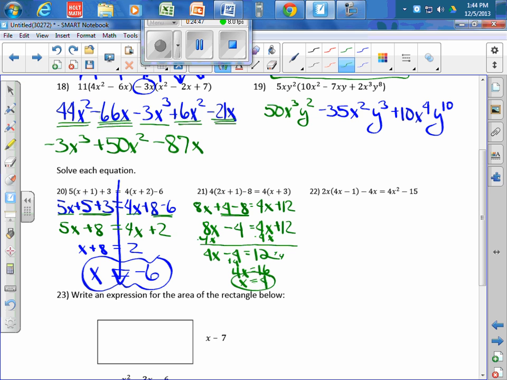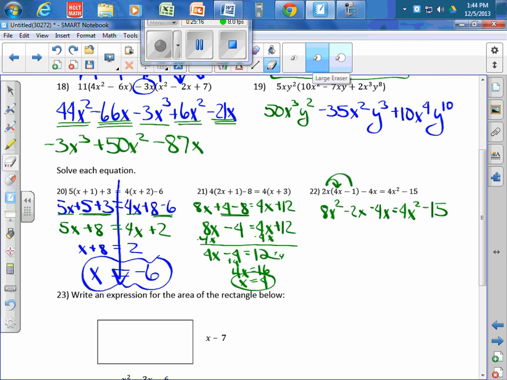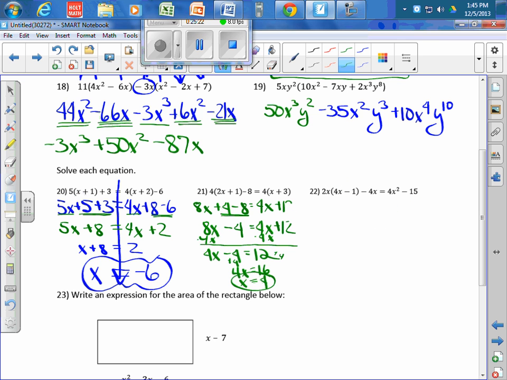Number 22. 2x times 4x, 8x squared. 2x times negative 1, negative 2x. Bring down the minus 4x equals 4x squared minus 15. And that's not going to work. So I'm going to change this. You don't know how to solve that kind of equation.